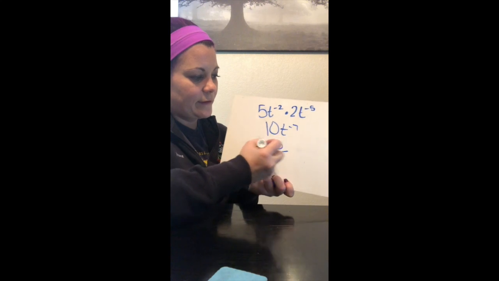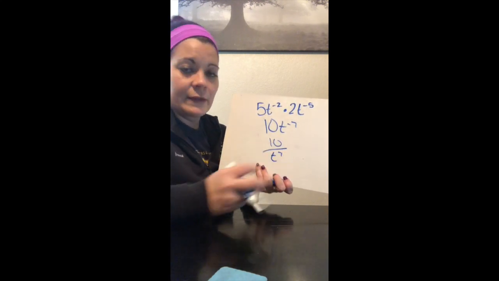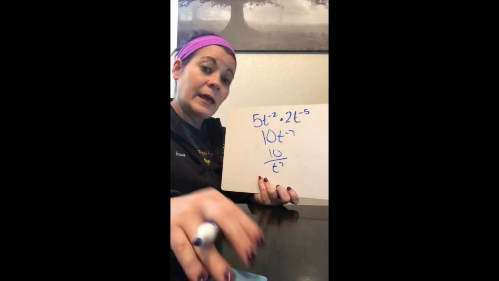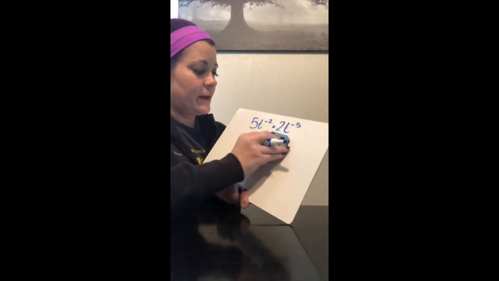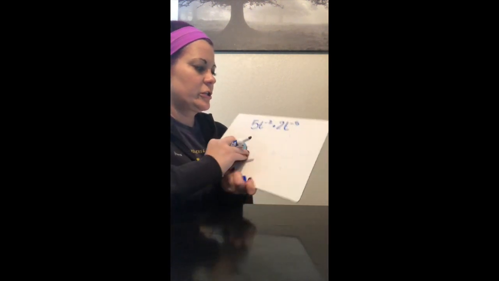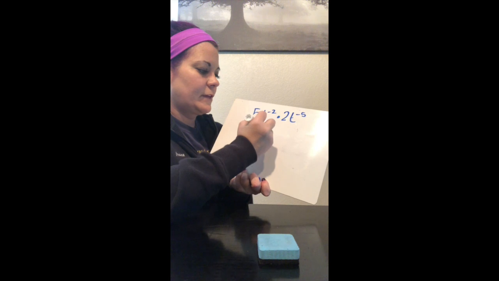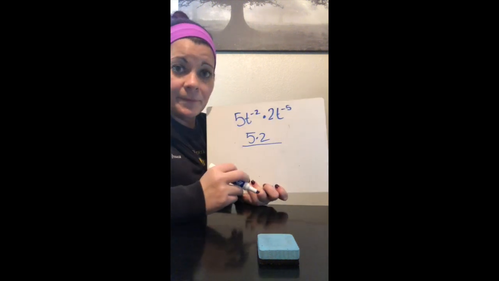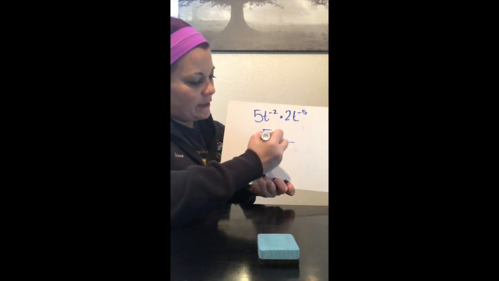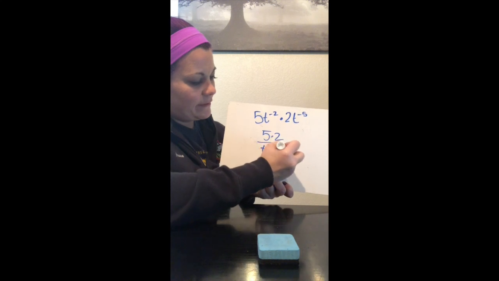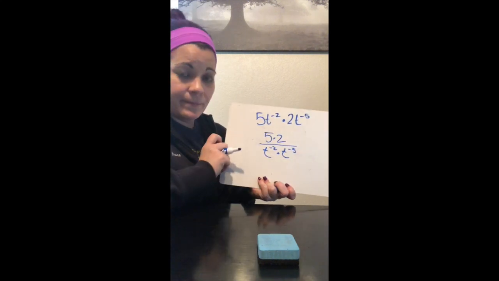Well, the 10 stays on top, but t to the 7th goes on bottom. Okay, now let's do where I simplify the negative exponents first. So 5 times 2 stays on top, and then we have t to the negative 2 times t to the negative 5.